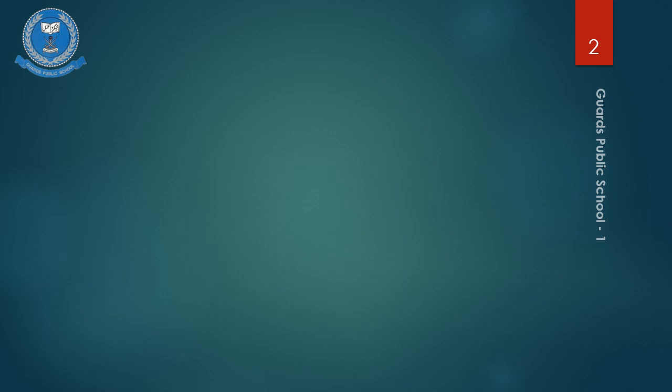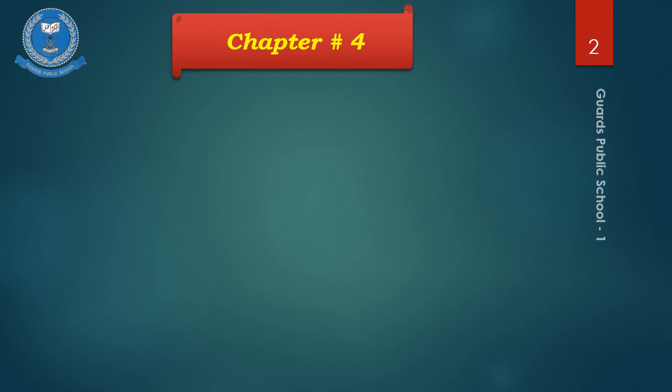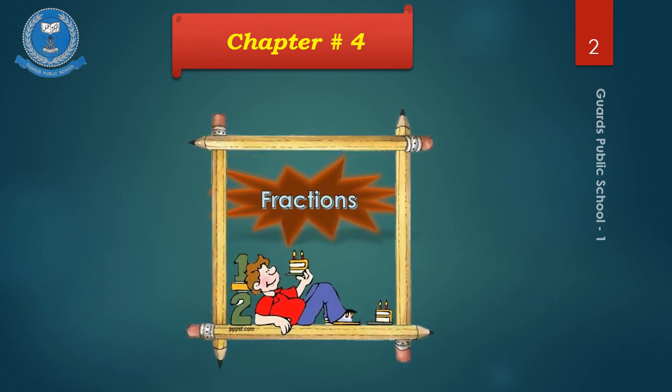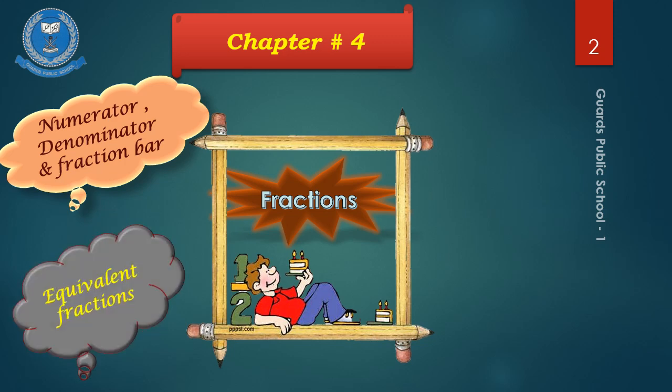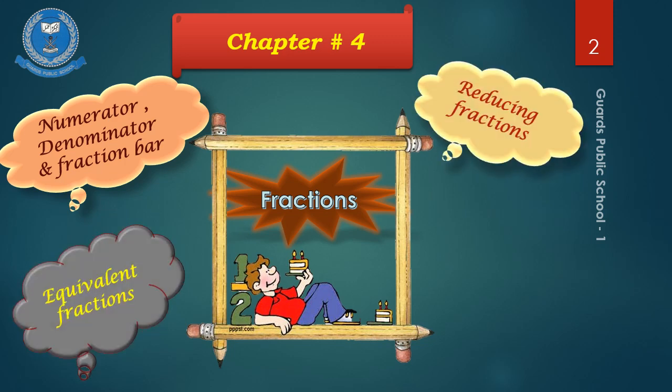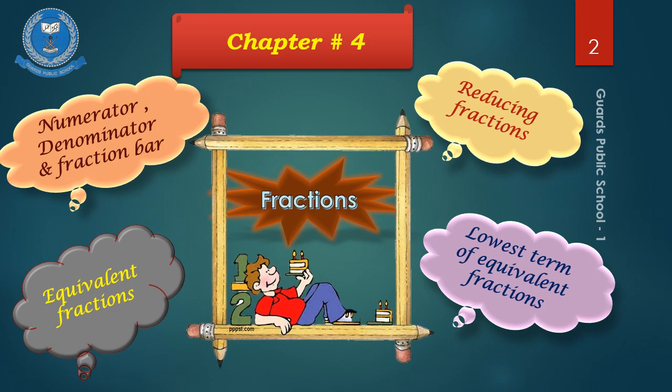Students, this week we are going to understand and start chapter number 4 of your book, and the name of the chapter is Fractions. We will understand some topics of this chapter in this lecture and the remaining ones in the next lecture, that is lecture number 10. Let's start with today's topics. Today we will learn about the terms numerator, denominator and fraction bar, equivalent fractions, reducing fractions, and the last one is lowest terms of equivalent fractions.